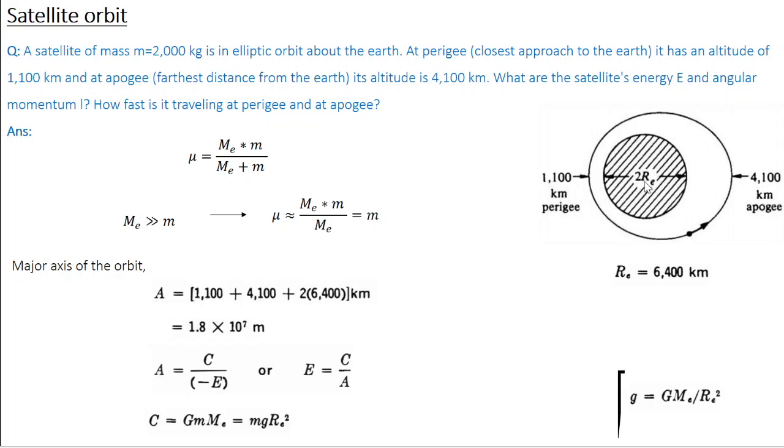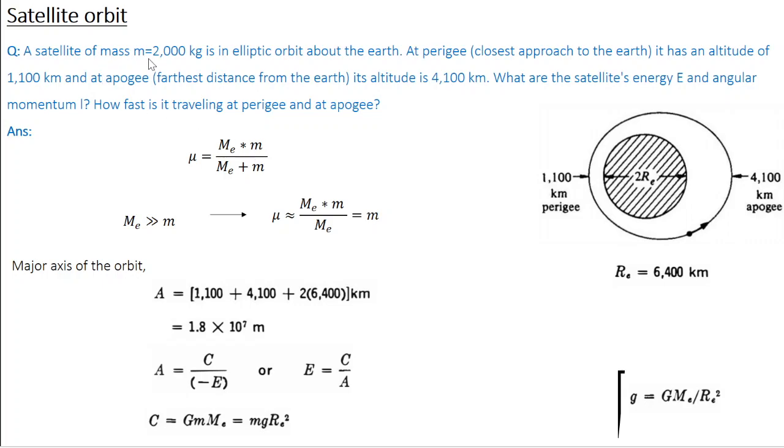So this is the geometry. You have a circular or spherical Earth, and around that in an elliptical orbit the satellite is revolving, and these are the values given for apogee and perigee. First, if you want to reduce it to a single body problem, you need to calculate the reduced mass, which is given as mu equal to Me m divided by Me plus m, where Me is the mass of Earth and small m is the mass of the satellite.